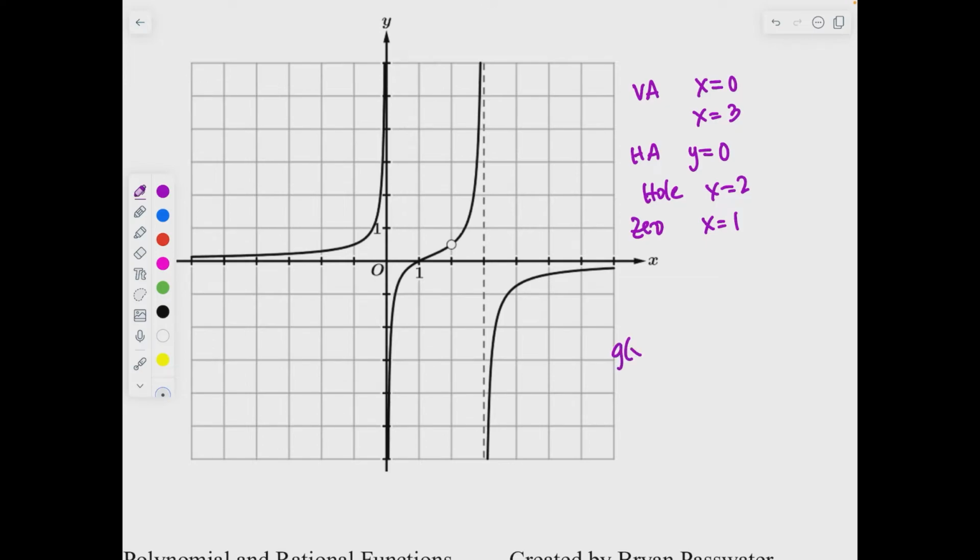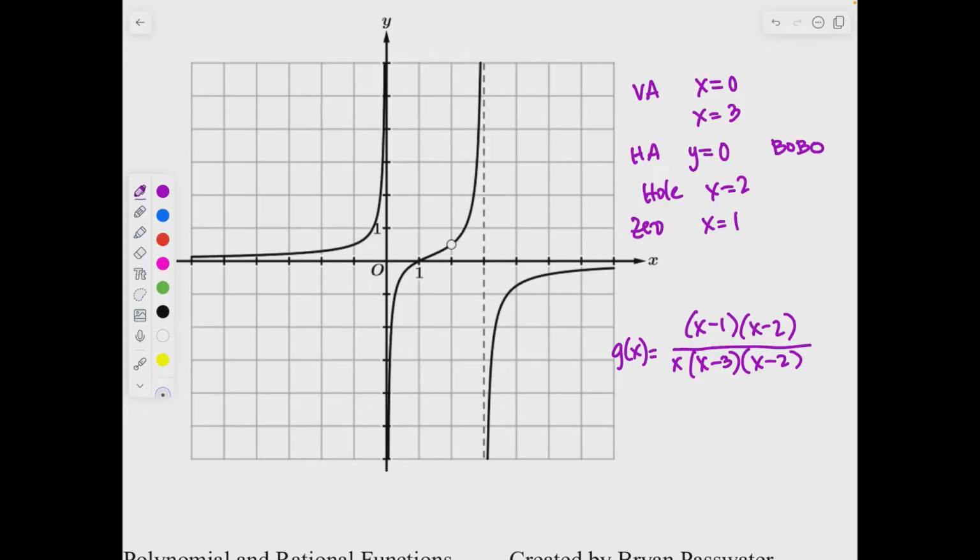Okay, so I'm going to rebuild this function. So I have g of x. I have 2 vertical asymptotes. When x is 0, that means I have x as a factor, and I have x minus 3. So that accounts for my 2 vertical asymptotes. Okay, horizontal asymptote, I'll get to in a moment. I'll account for the hole. So if it's at x equals 2, that means that I have an x minus 2 on the top and the bottom. Because I have a 0 at x equals 1, that means that I have x minus 1 in my numerator.